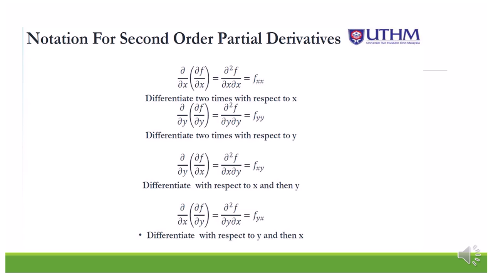So here are the notations for second order partial derivatives. So you can see these are the notations or the symbols to differentiate 2 times with respect to x. Okay, and here you can see differentiate 2 times with respect to y, and here you can see differentiate with respect to x and then y. That means differentiate with respect to x first, then differentiate with respect to y. And here will be differentiate with respect to y, and then differentiate with respect to x. Okay, so it should be in order such as this when you have this kind of symbols.